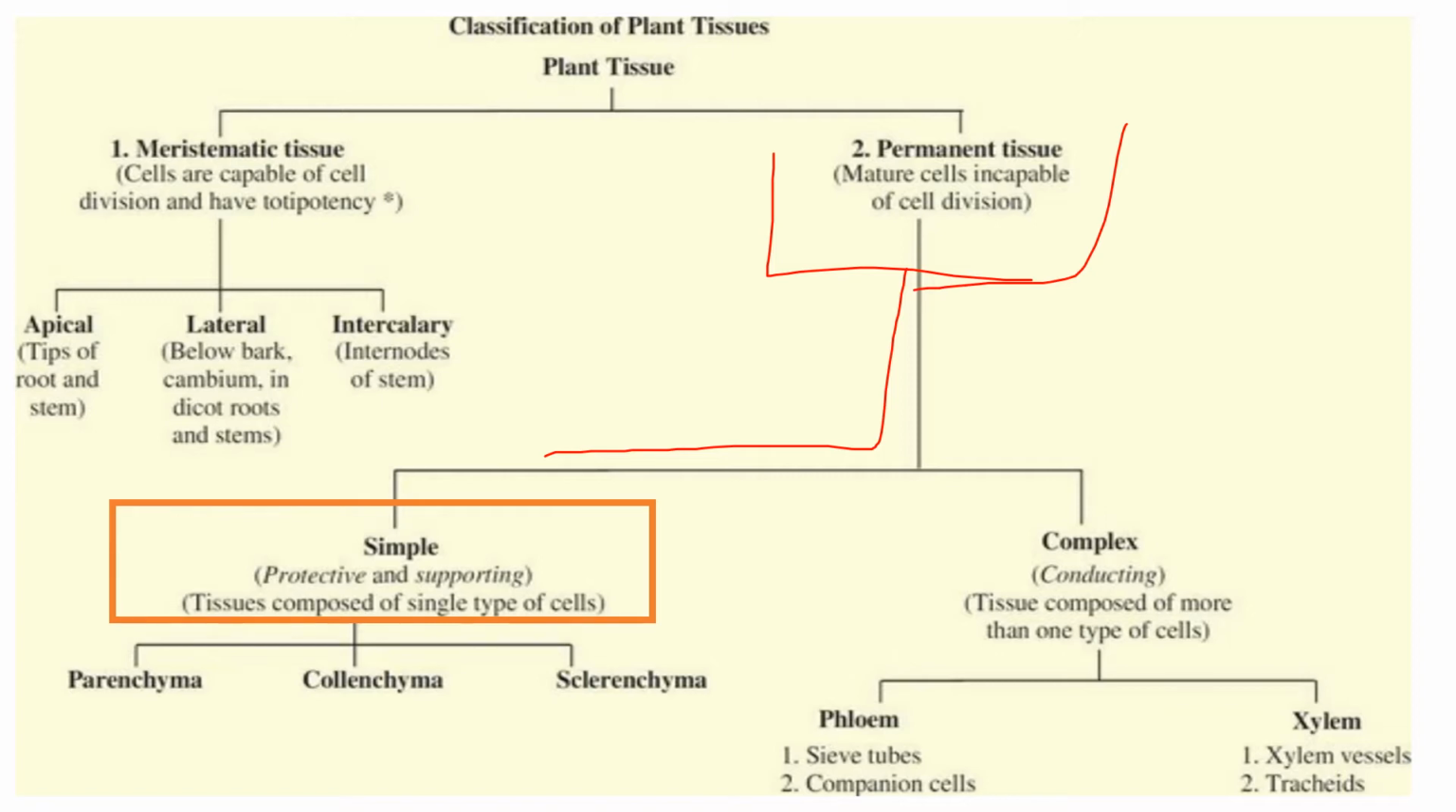Simple types are the protective and the supporting types. In the complex permanent tissue, they are the conducting tissues. They help in conduction of food and water. In this video, we will talk only about simple permanent tissue, and we will discuss parenchyma and collenchyma in detail. However, we will see sclerenchyma in our upcoming videos.